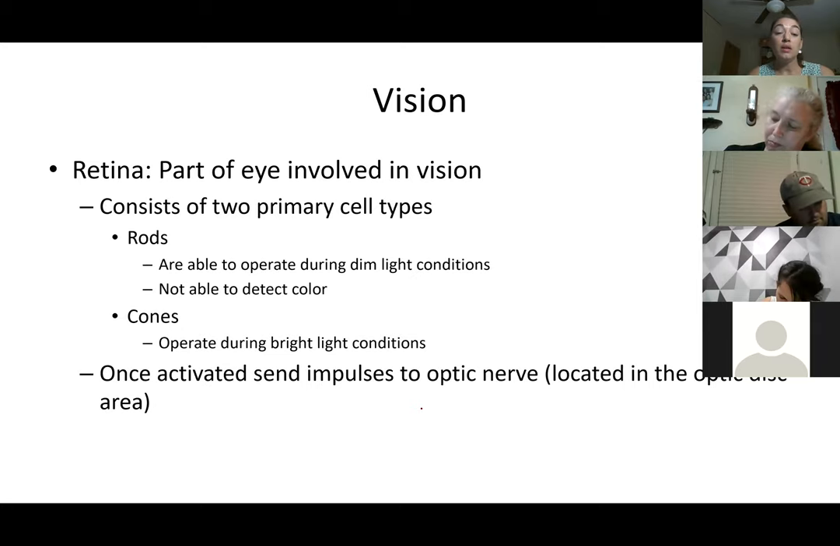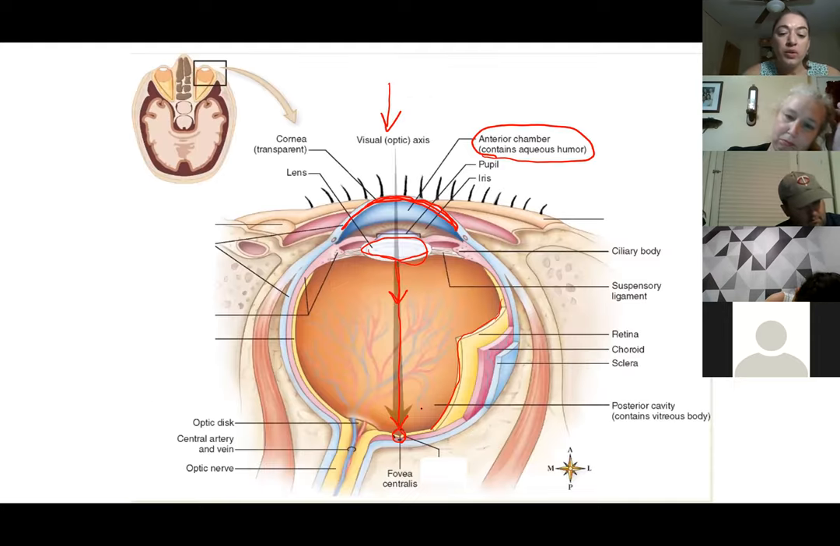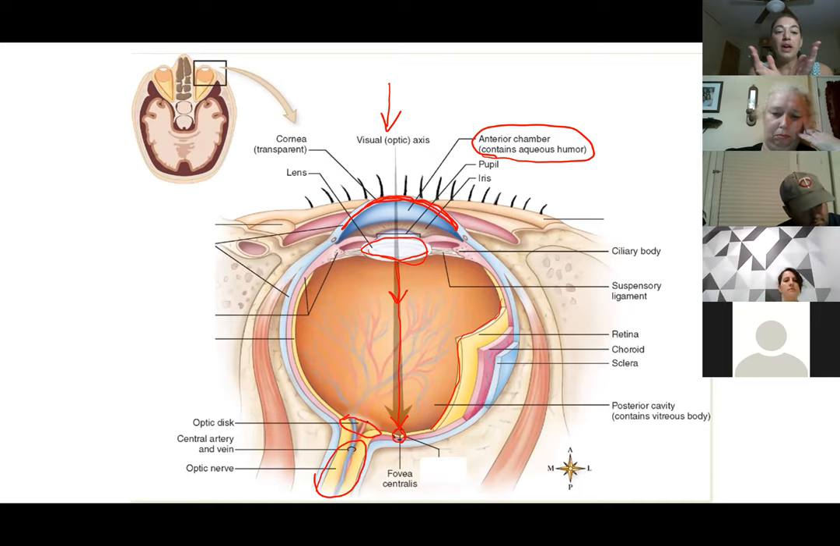Okay, so once a rod or a cone is activated, they send impulses up through the optic nerve to the brain. So I'm going to go back to this picture really quick. So here's our optic nerve. There's a region called the optic disc. This is where all the nerves come together to form the optic nerve. At that spot in the back of the eye, there are no photoreceptors. So you actually have a blind spot in your eye.